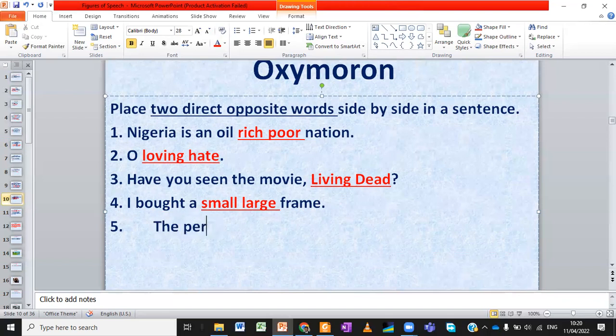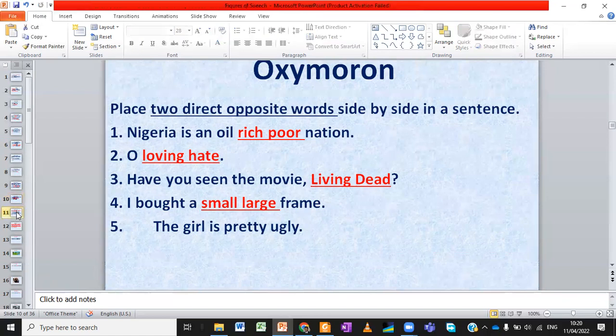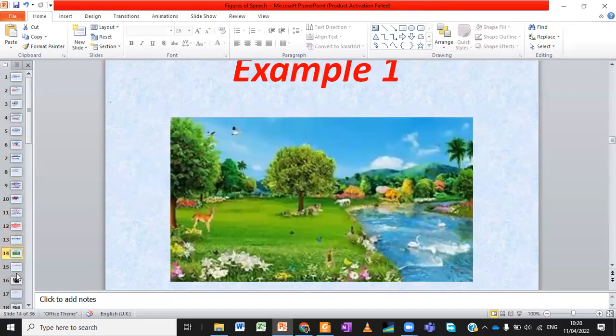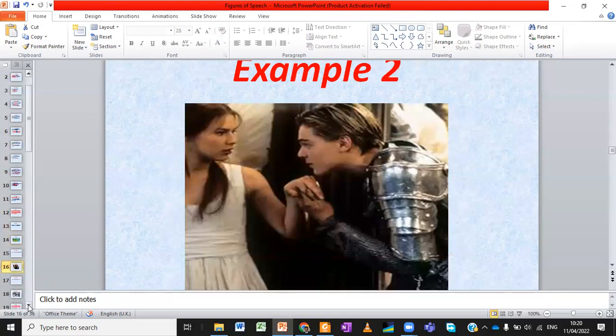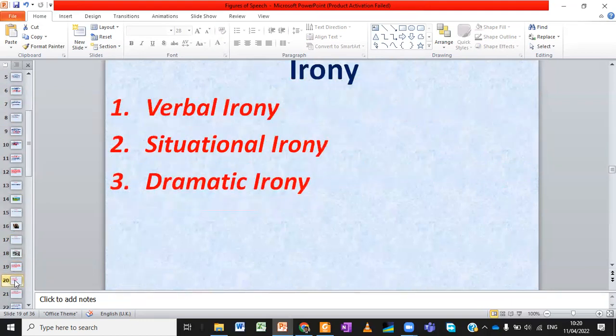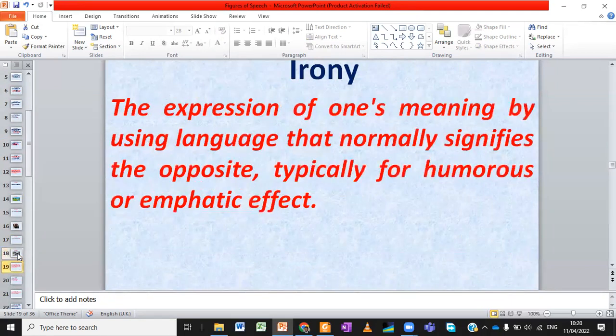The girl is pretty ugly. Good. The girl is pretty ugly. Now, this is beautiful. So you understand what oxymoron is. They will not give you this. No, hold on. I'm looking for the common figures of speech. No, irony should be there, yeah. Now, let me explain irony to you.